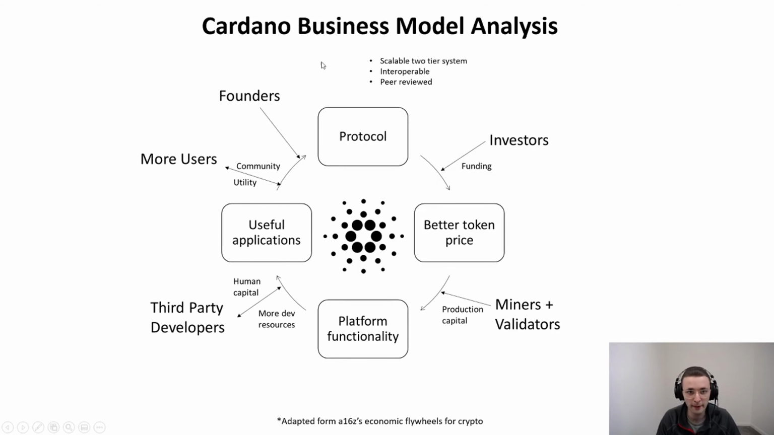So back to our business model. We have a scalable two-tier system. It's interoperable, and one of the key things that is mentioned literally everywhere when you look at Cardano is the fact that the protocol and the systems within it have been peer-reviewed. I was listening to Charles Hoskinson, who is the founder, we'll come on to him in a second, talk about it the other day. I think it's been peer-reviewed something like 900 times, but someone may want to check that fact for me.